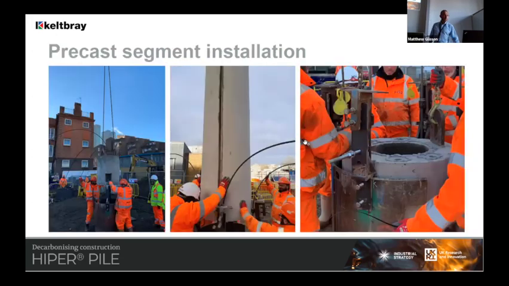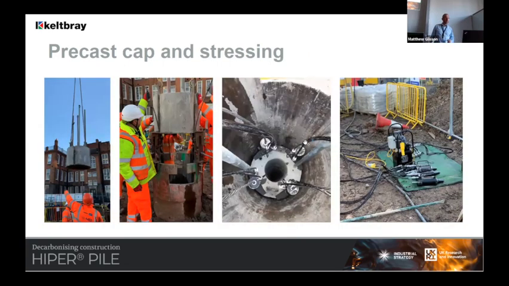And that's the precast version of the Hyperpile, essentially built in sections from the bottom up, and we use pre-stressed strands to pull everything together thereafter, and with a cap piece to form the pile at the correct level. There's the cap piece there. That's the pre-stressing going on.